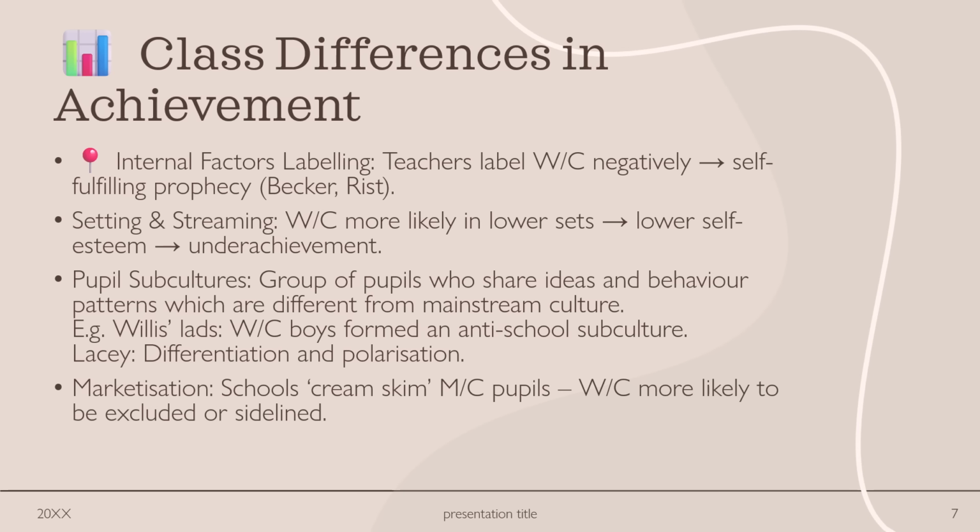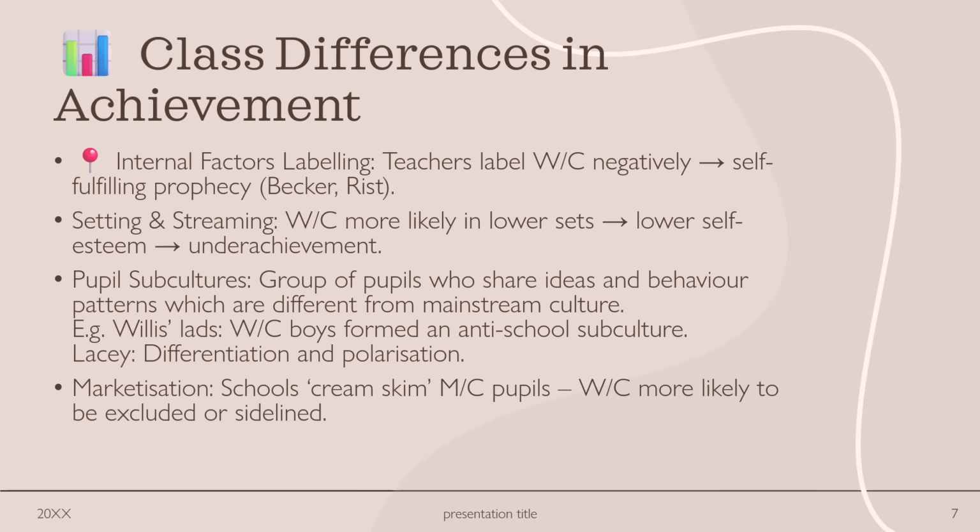Yeah. Then pupil subcultures, right? Which is basically a group of pupils who share ideas and behavior patterns which are different from mainstream culture. Typically, working class students can form an anti-school subculture, which is just a negative type of school subculture that goes against the school values, and it would cause them to fail in school basically.